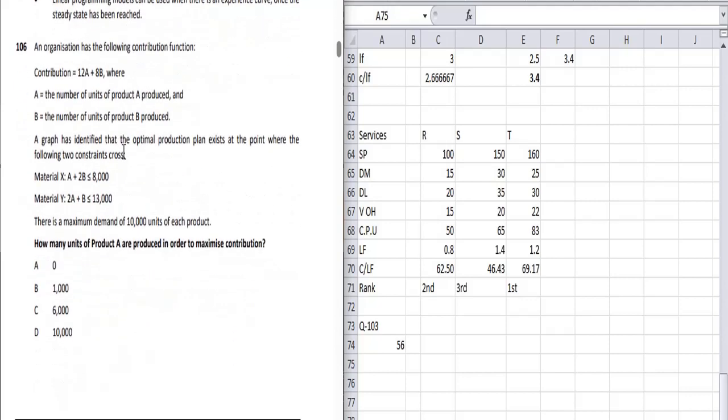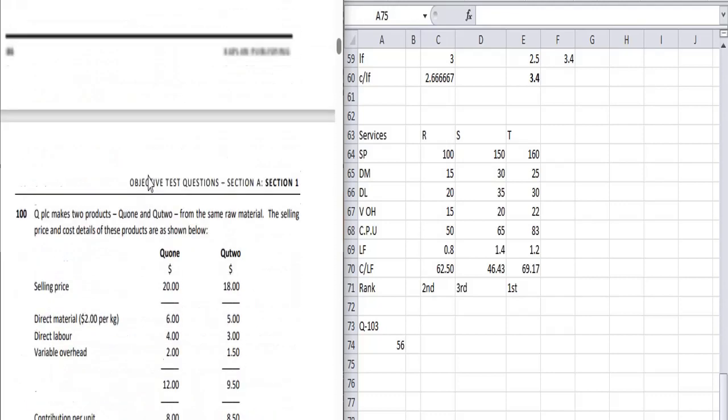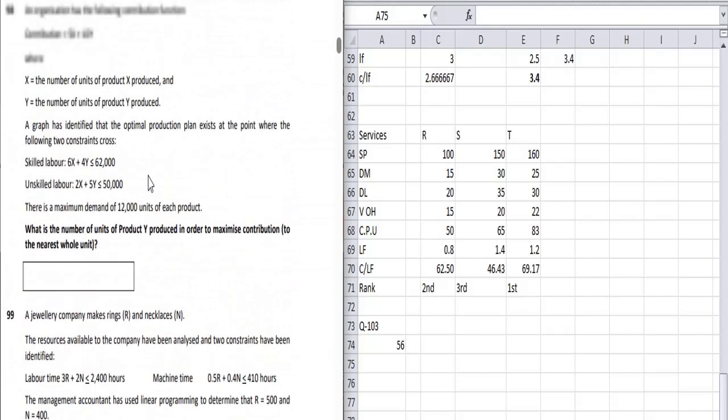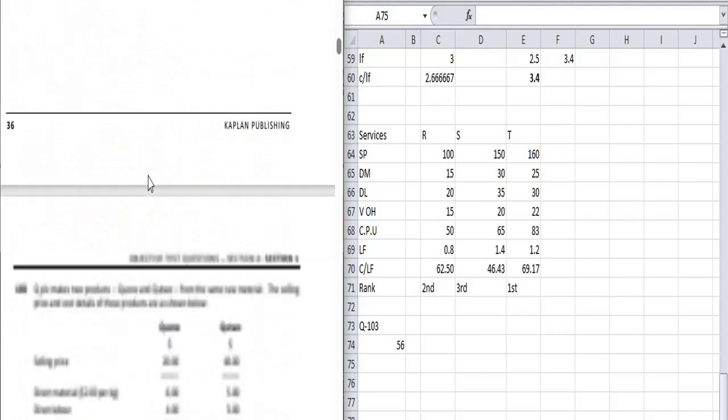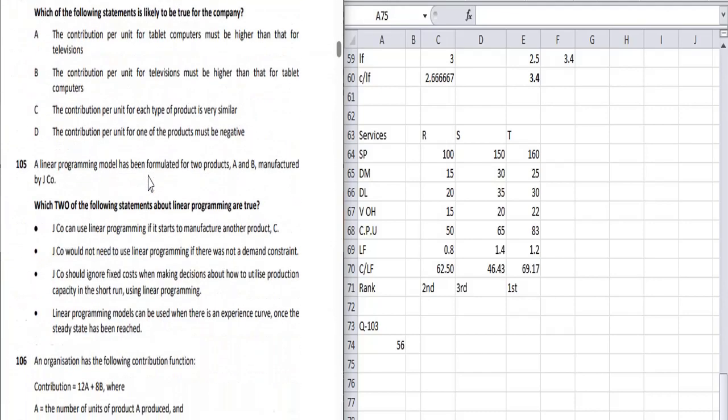What's our next question? How many units of product A are produced in order to maximize the contribution? This is the same as we did above. I think it's the first numerical question. I think that it is 8,000 units of Y. Just give it a try. In case of any doubt, do let me know.